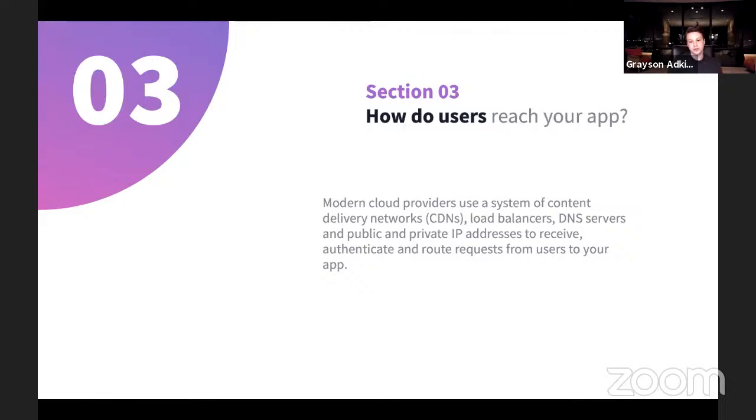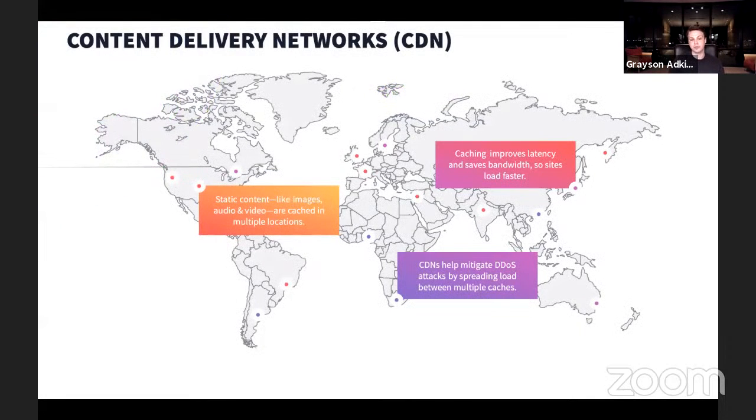So modern cloud providers use a system of content delivery networks, load balancers, domain name system servers or DNS servers, and public and private IP addresses to receive, authenticate, and route requests from users to your app. And we'll go through each one of those briefly. So content delivery networks are the concept of storing static content like images, audio, video, essentially data that is not really mutable, or doesn't often change. Those can be cached in multiple locations. The caching improves latency. It also saves bandwidth.